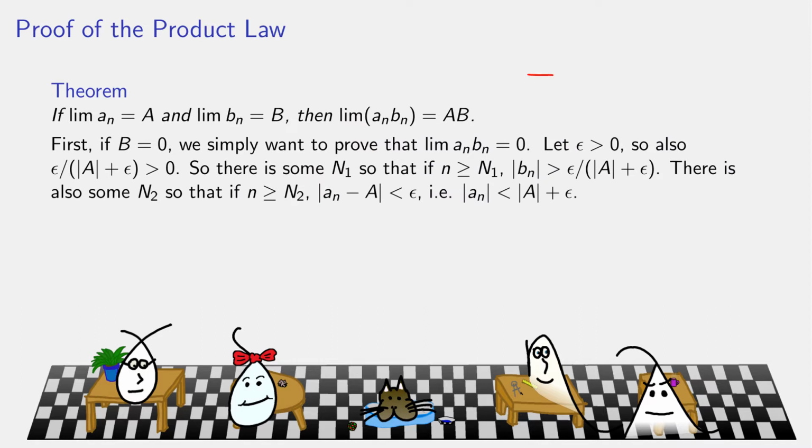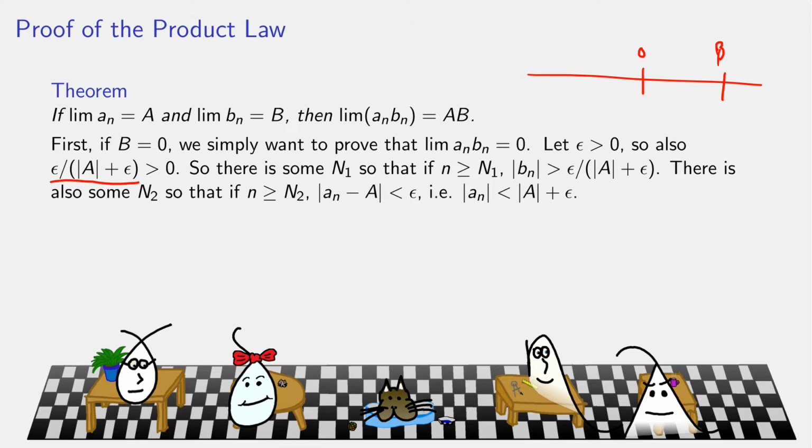Now for the other case, I don't actually know if capital B is positive or negative. What I do know is it's not 0. So let's just assume it's positive so I can draw this picture, and I'll just stick capital B up here. So if epsilon is positive, then so is epsilon over the absolute value of A plus epsilon. Absolute value of A is at least 0. Add epsilon to it, still positive. Epsilon over a positive number, still positive.